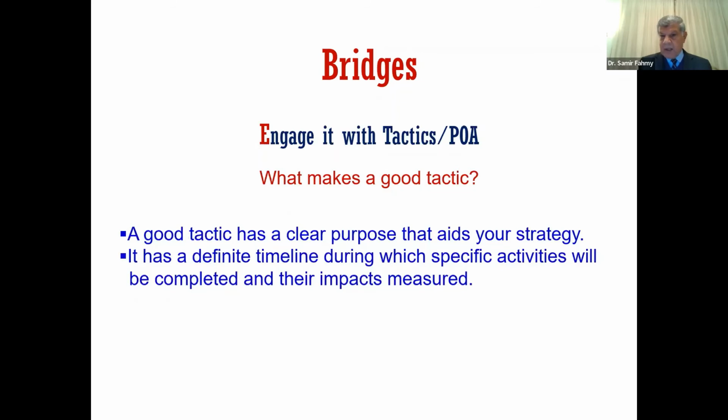What makes a good tactic again? A good tactic has a clear purpose that aids our strategy. And we said again, the strategy is the wings, and the tactics are the feet. It has a definite timeline. Again, Dr. Agazi, the timeline is very important. Sometimes we call it dead times or deadlines. You can't allow time to fly without achieving these steps, during which specific activities will be completed and their impacts measured. Otherwise, we will be dead.